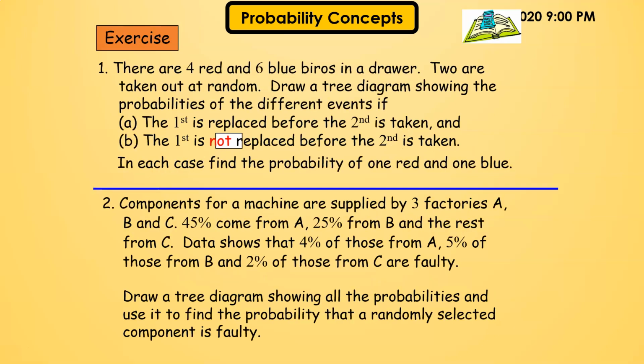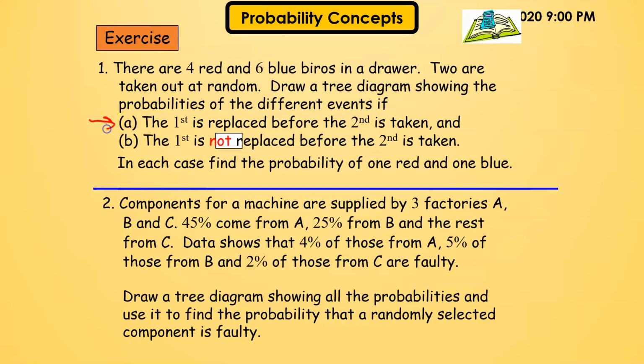Here are a couple of questions to have a go at. The first one looks at, there are 4 red and 6 blue biros in a drawer, so pens. 2 are taken out at random. Draw a tree showing the probability of each event. In A, the first is replaced before the second is taken. In B, the first is not replaced before the second is taken. So that's what I was talking about before.